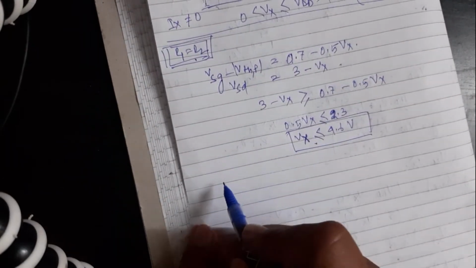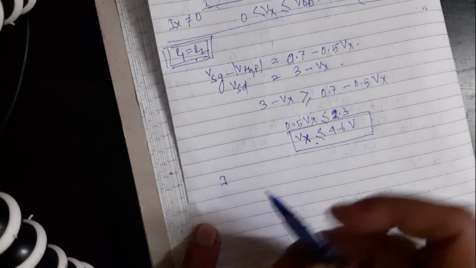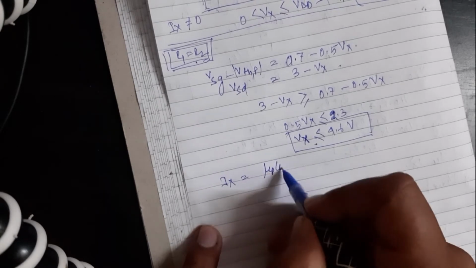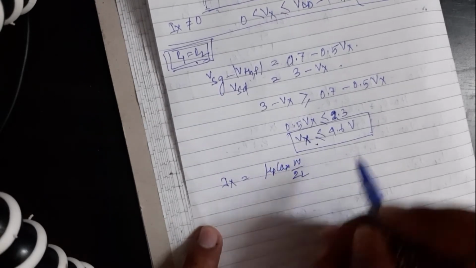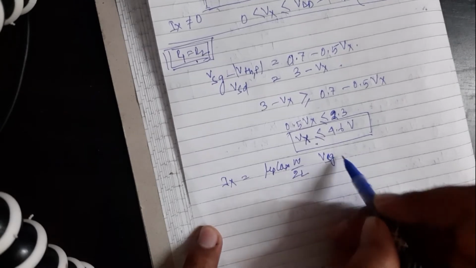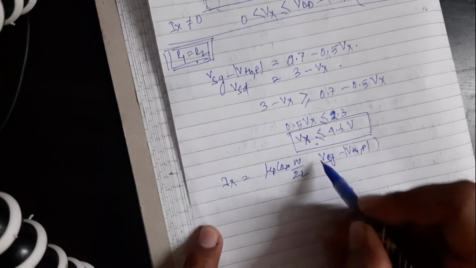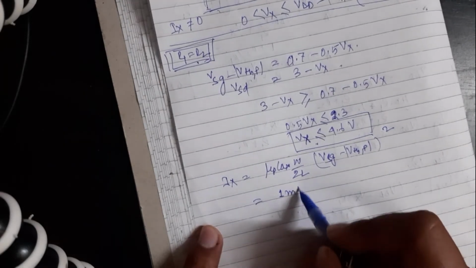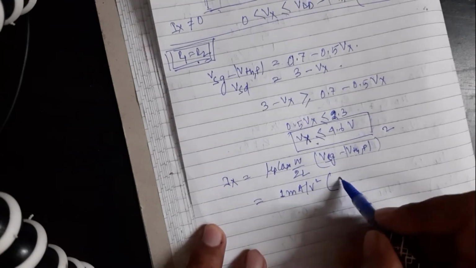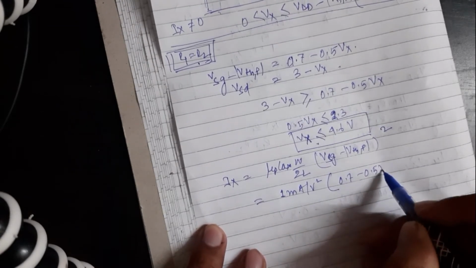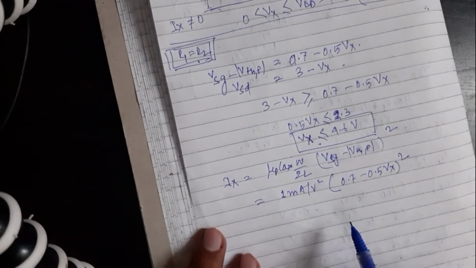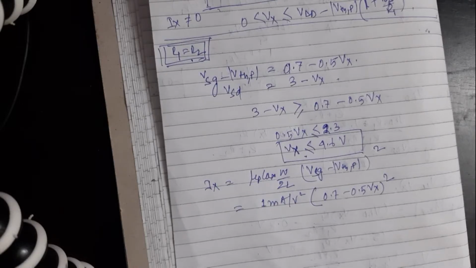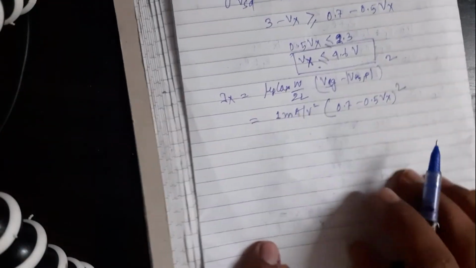So in that case, our current equation becomes quite easy, which is Ix equals mu p Cox W by 2L times (VSG minus VTH) squared, which is 1 milli times (0.7 minus 0.5 Vx) squared. It looks something like this. So it's quite straightforward.